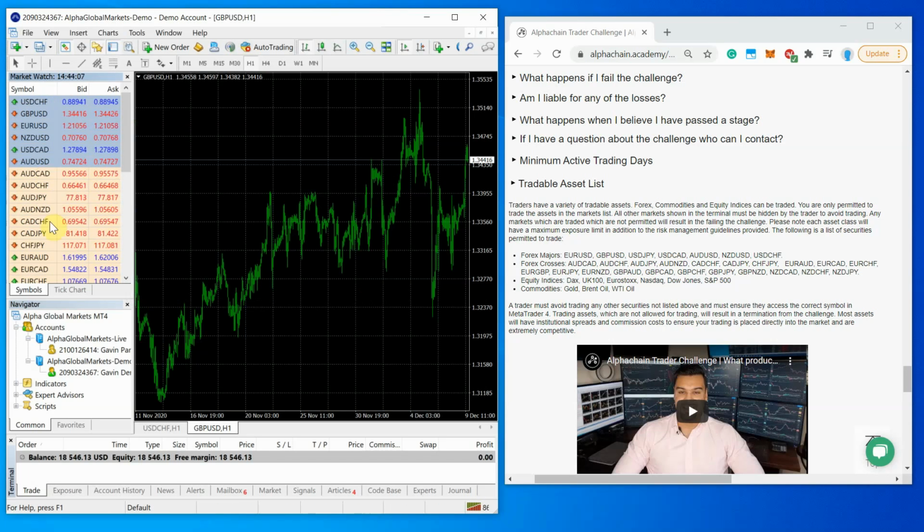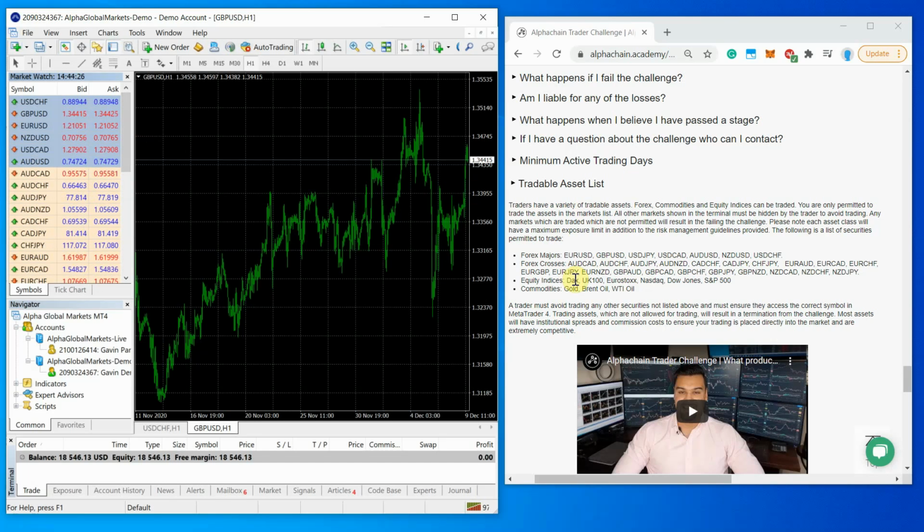Those will be displayed, as you can see, under Market Watch. So these are all the assets you can trade. As you can see, the market is currently live. You can see it's moving up and down. The bid and ask price is being shown there. There we are. Those are the assets you can trade.